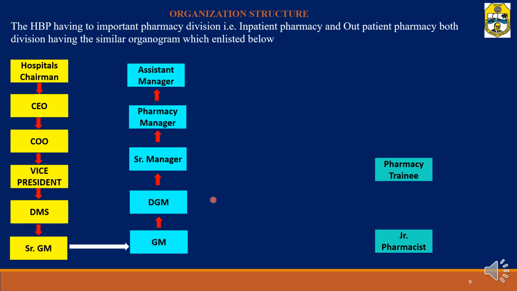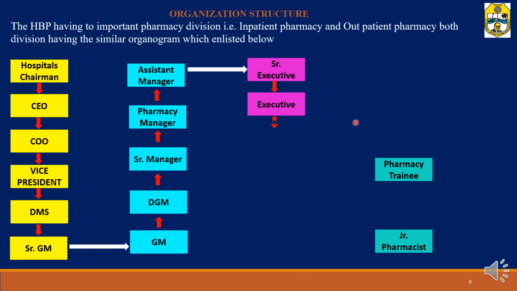After pharmacy manager, there is an assistant pharmacy manager. Just below the assistant manager, there is a senior executive. After senior executive, there is an executive. So these are the people from the administrative services. Now we need to link these administrative services with the staffing services or staffing pattern.